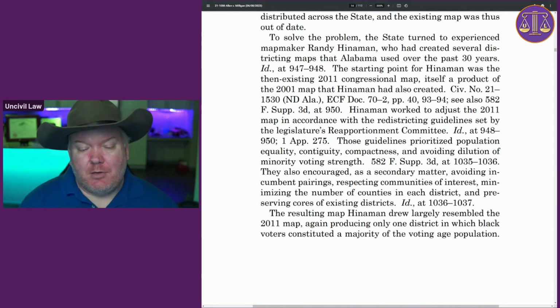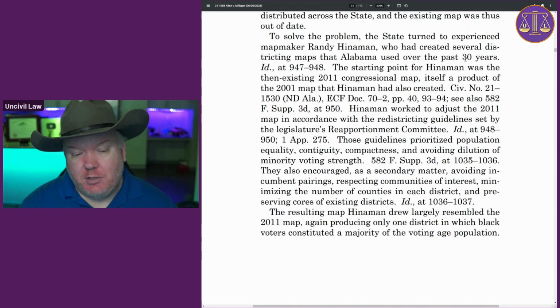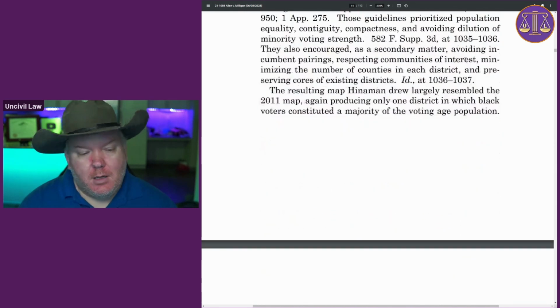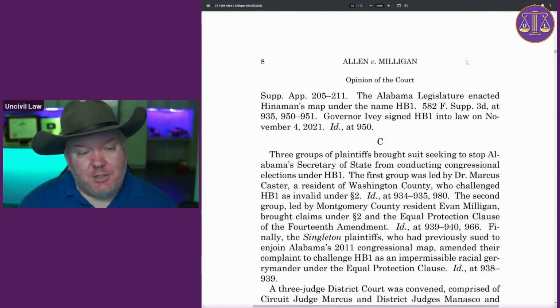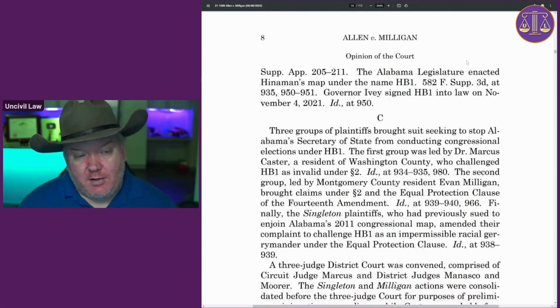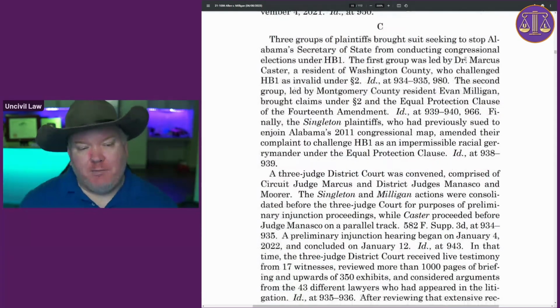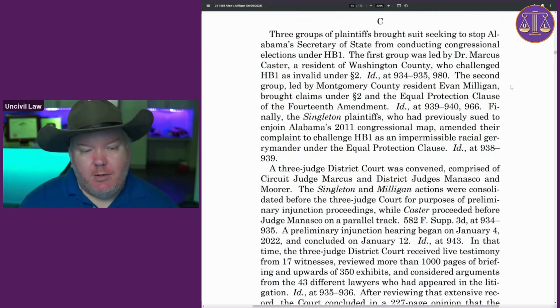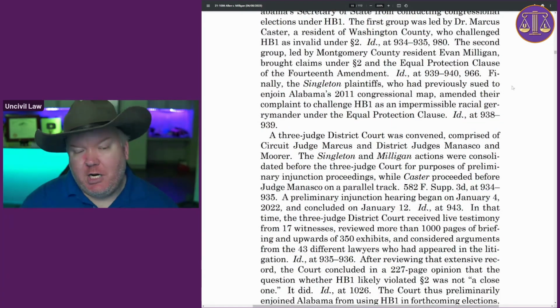The resulting map largely resembled the 2011 map, again producing only 1 district in which Black voters constitute a majority of the population. The Alabama legislature enacted the map. The governor signed it into law. Fantastic. 3 groups of plaintiffs brought suit seeking to stop the Secretary of State from conducting elections under the map. There was a group of people who sued. Fine. They're suing based on racial gerrymandering.